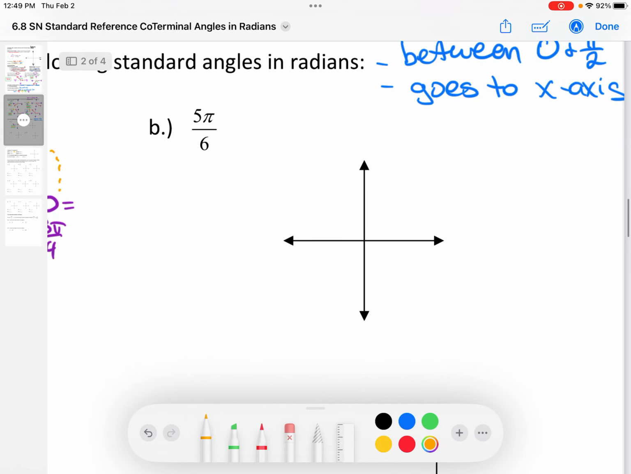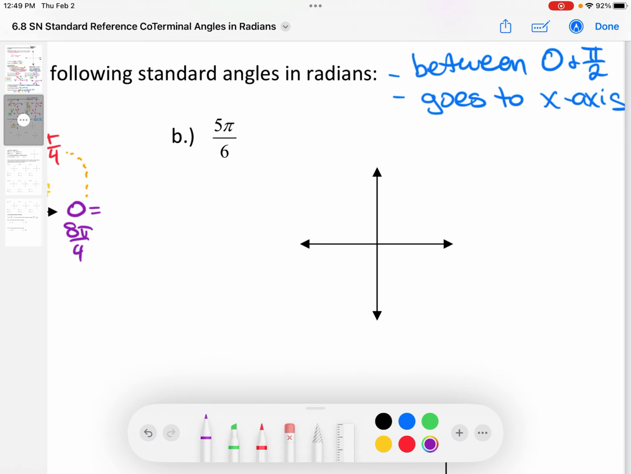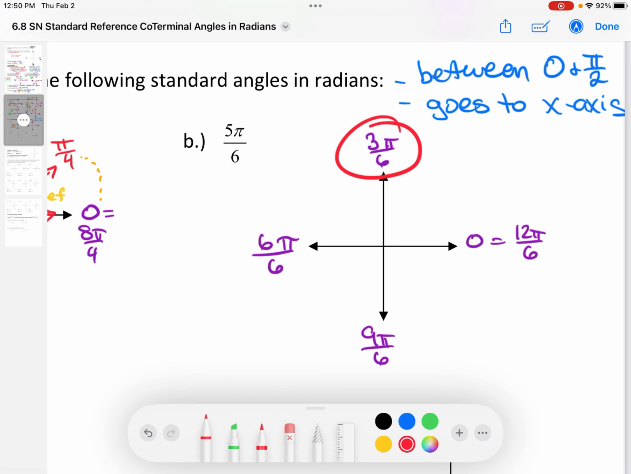Now, let's look at B. 5 pi over 6. Let's number this axis in terms of pi over 6, 0 on the right, left will be 6 pi over 6. Half of 6 is 3, so halfway is 3 pi over 6. Counting up, 6 pi over 6, 9 pi over 6, and 12 pi over 6, which does reduce to 2 pi.